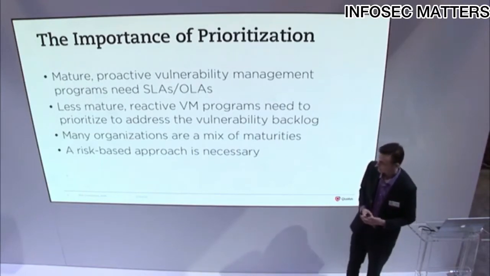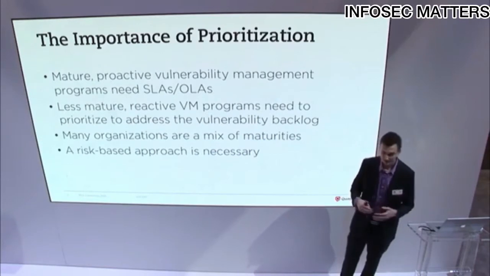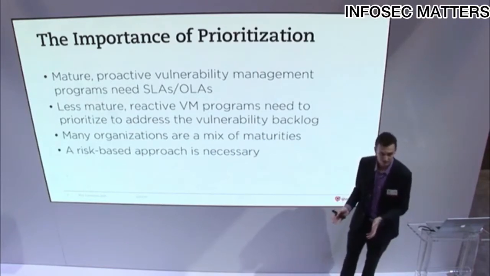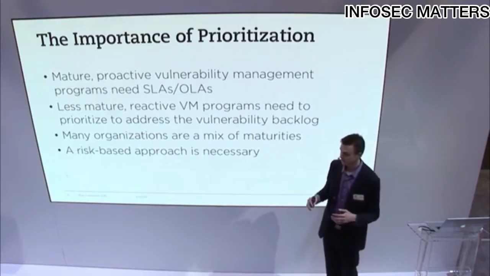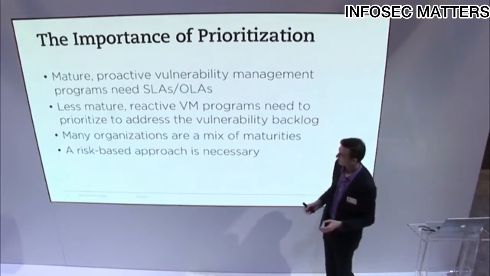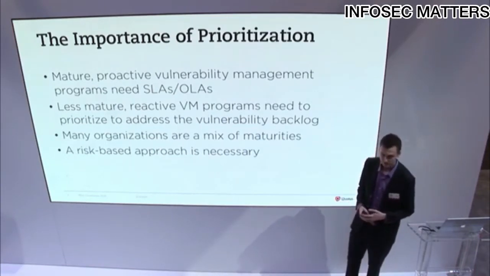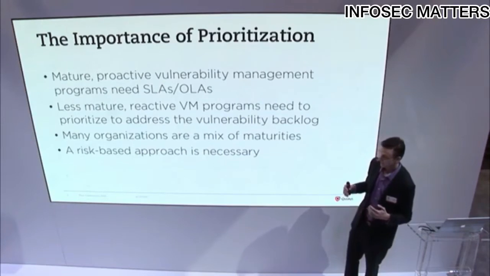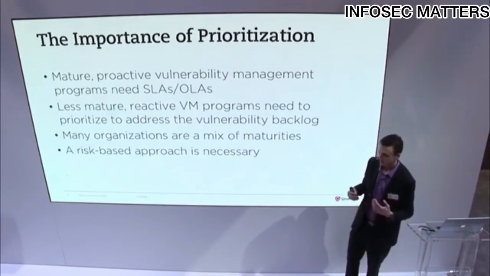And then for the less mature, more reactive VM programs, you need to be able to dig out of that vulnerability hole, basically. You have a huge backlog of vulnerabilities. You need to know what to fix first. How are you going to decrease your risk the most? That is through prioritization using real-time threat intelligence. You can say, I want to look at my high-severity vulnerabilities, but I want to focus on ones that have a specific impact.